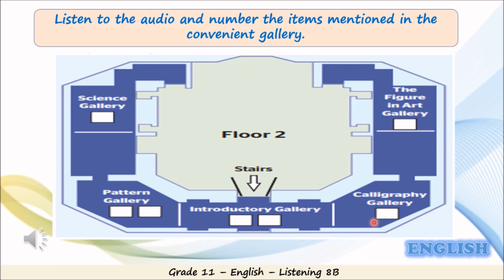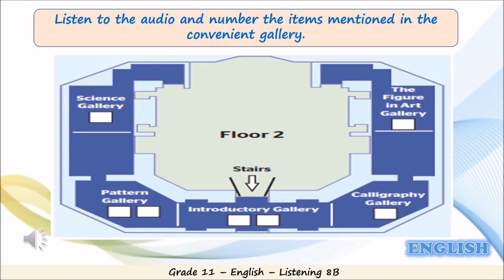You are going to listen carefully and number the items mentioned in the corresponding galleries. C. Now listen to the continuation of the guided tour. Look at the map below and write the correct number 1 to 6 in the boxes to show in which gallery the items are exhibited. There is one extra box on the map which you do not need to use. Part 2.